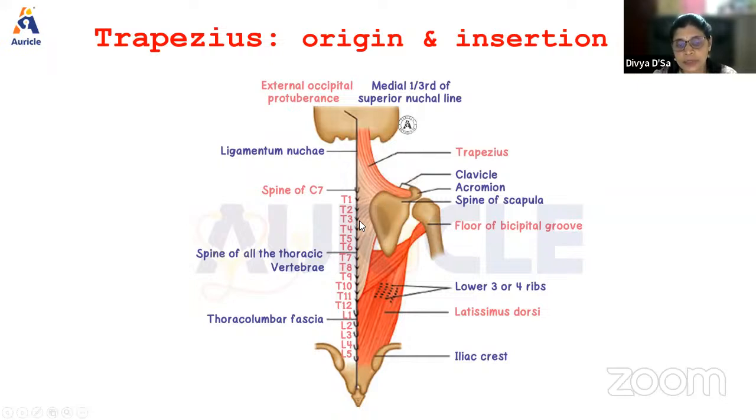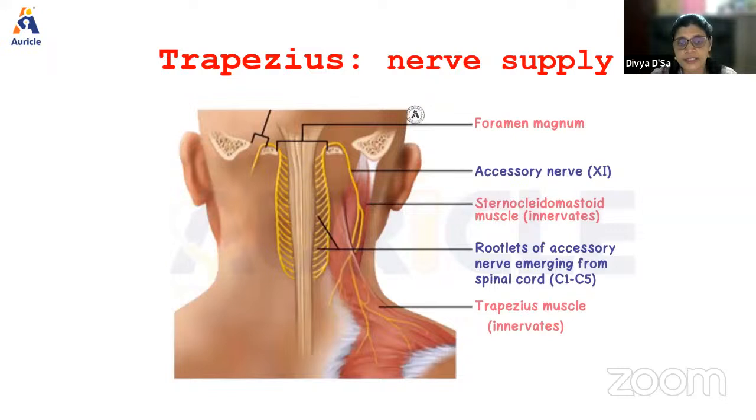The lower fibers come from the spines of all the thoracic vertebrae, up to T12, as well as a little from the thoracolumbar fascia. From here, it gets inserted into what we call the delta tubercle, not tuberosity, tubercle, which we see on the spine of the scapula. So there it gets inserted.